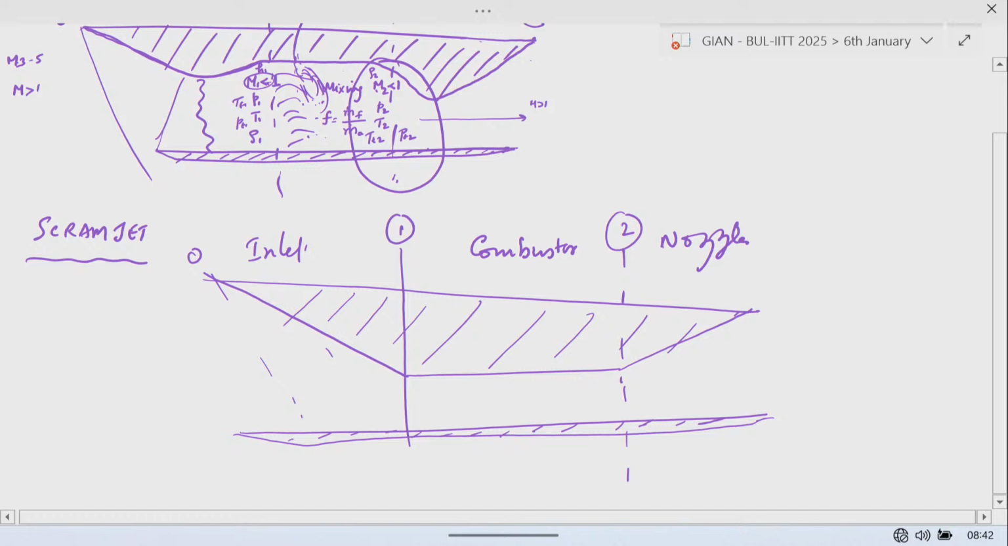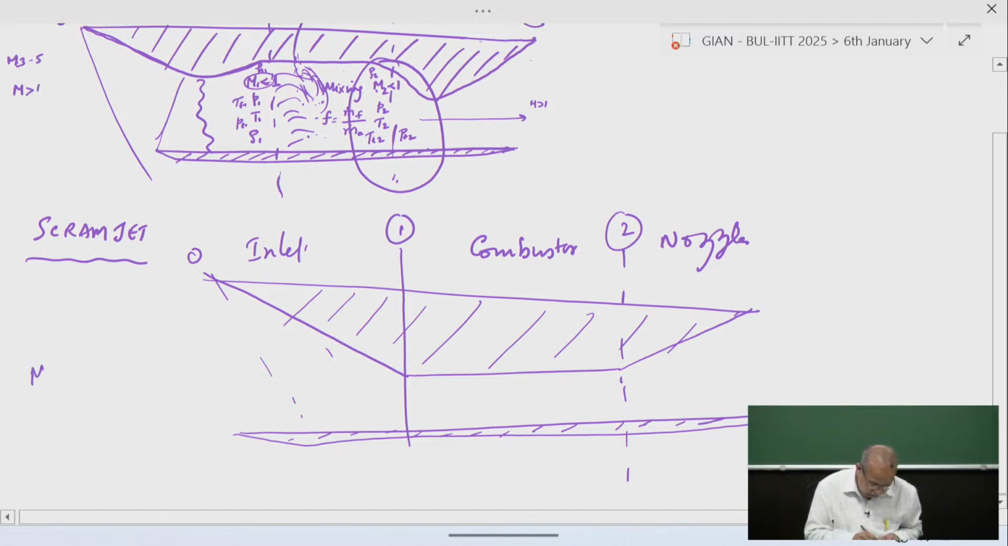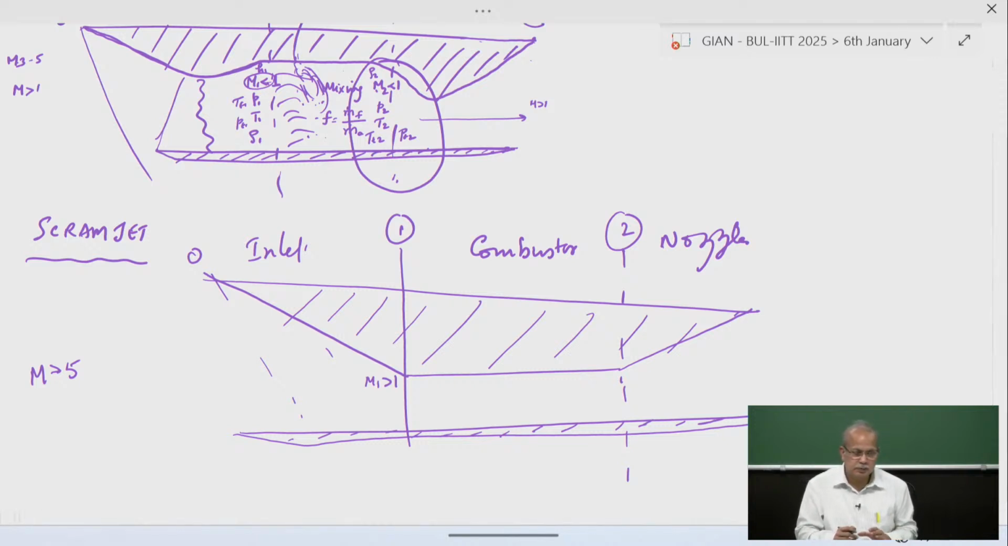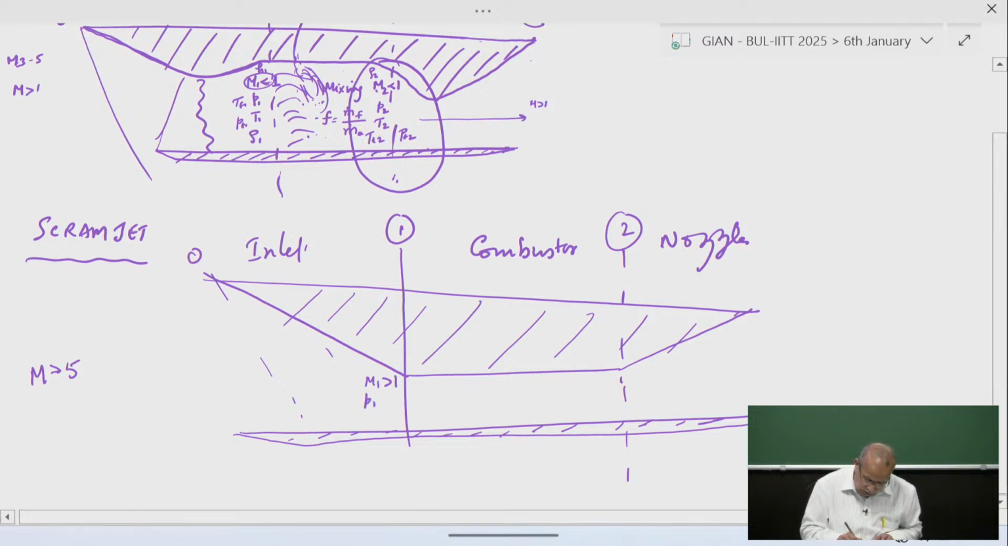The flow is being decelerated, so here M may be greater than 5, and M1 is greater than 1. That's the difference here. We are not decelerating the flow to a subsonic Mach number, but still have a supersonic Mach number. So the pressure will be P1, the temperature T1, density ρ1, the total temperature Tt1, and the total pressure Pt1, and so on.